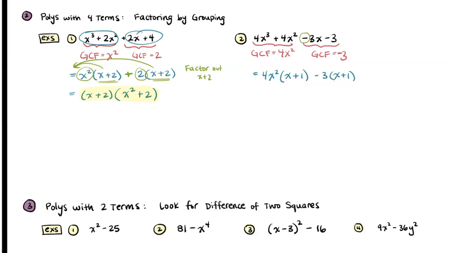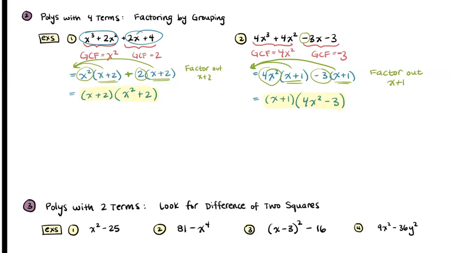Okay, so you know what to do here. We're going to factor out the x plus 1s, and they come out to the front. So we'll have x plus 1 multiplied by what's left over here. We'll have 4x squared and then minus 3. And there we have factored that thing. So there it is in its fully factored form.